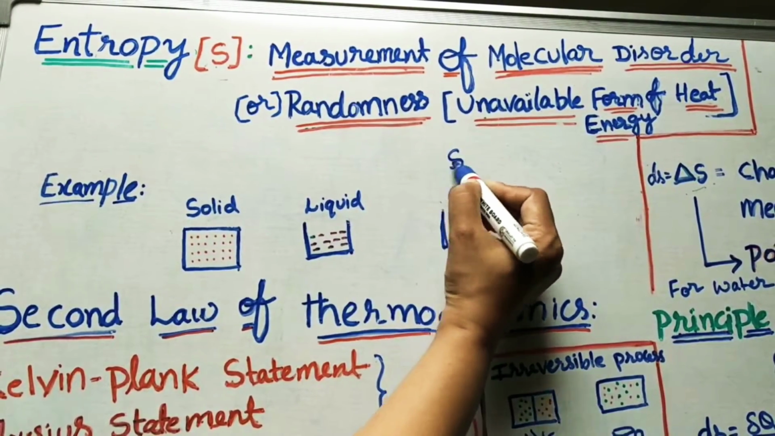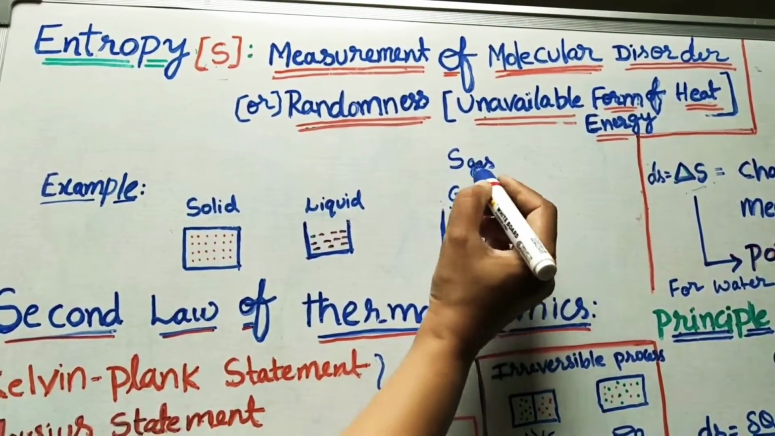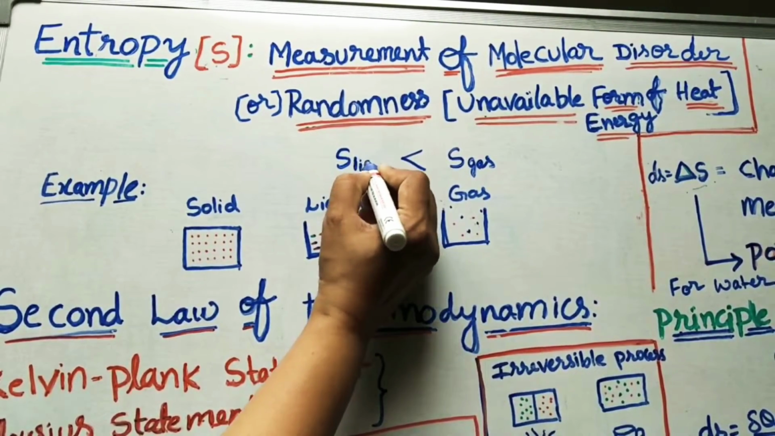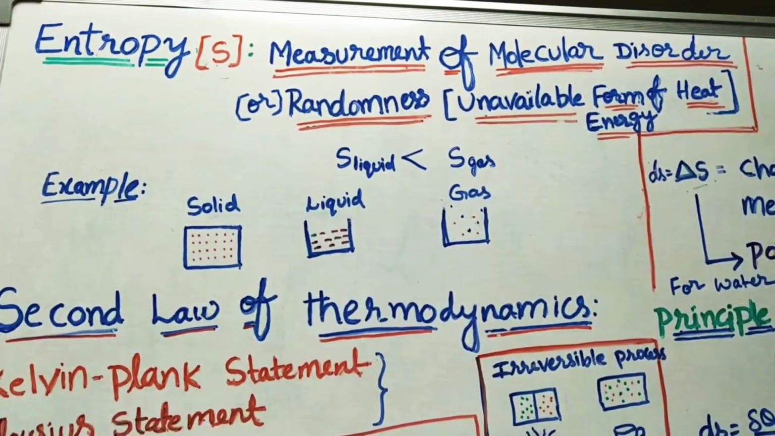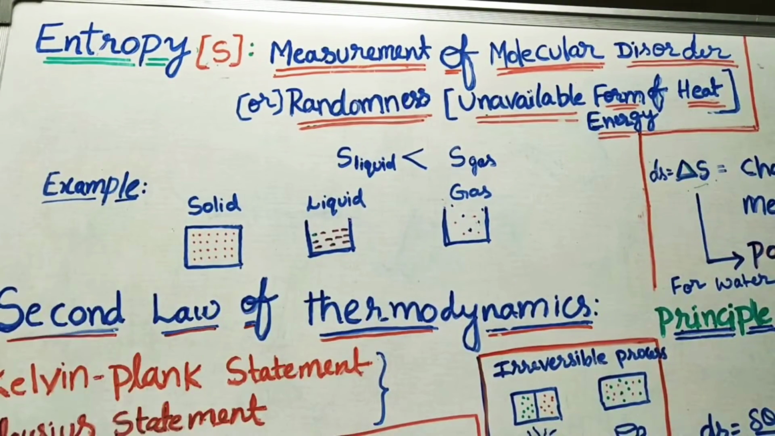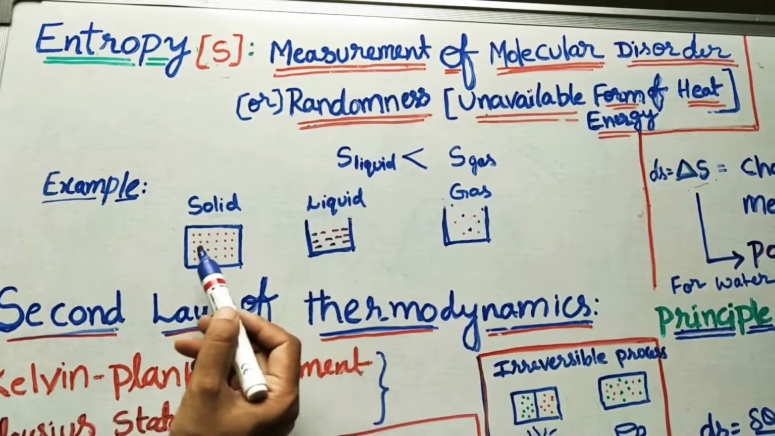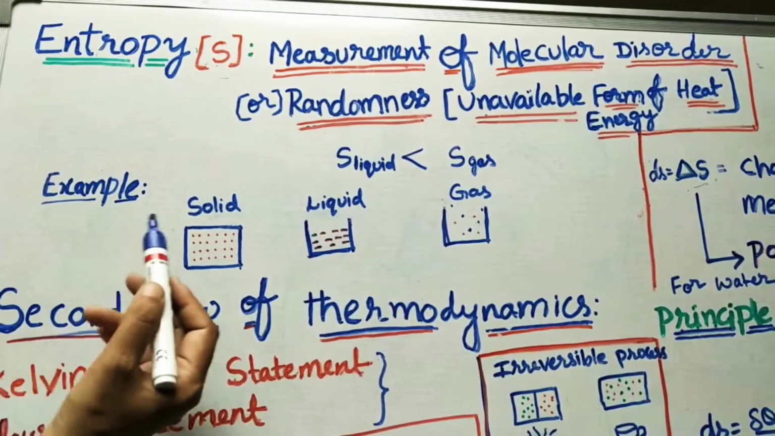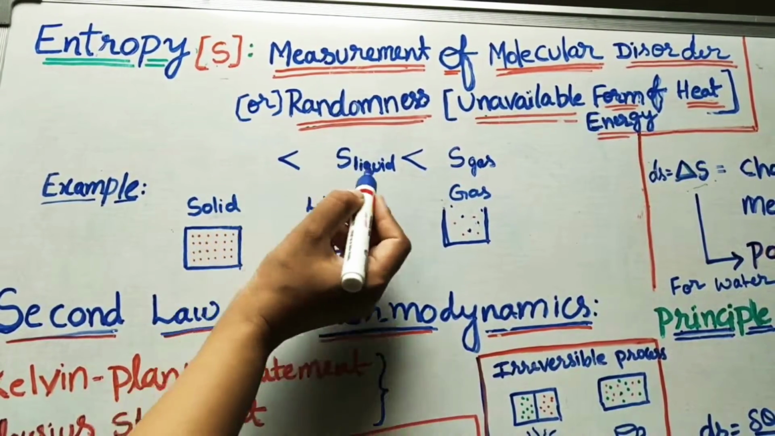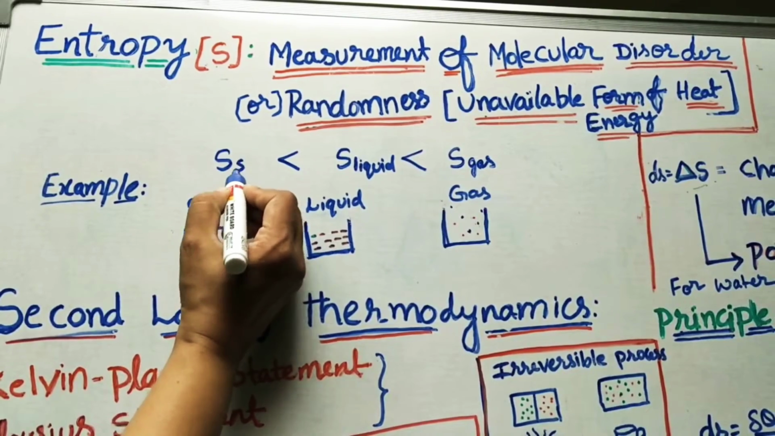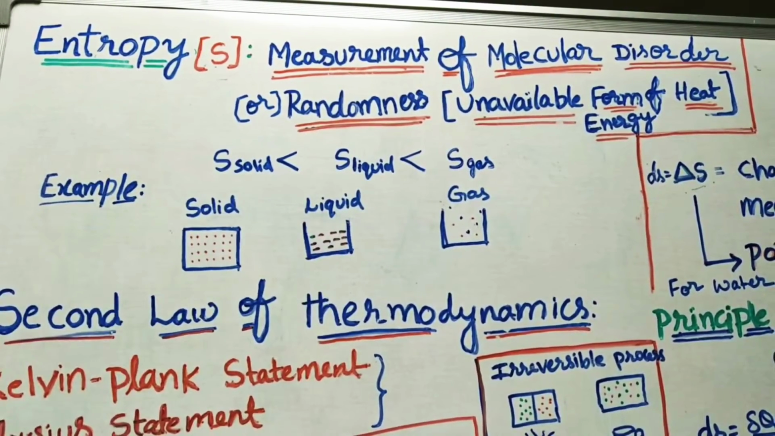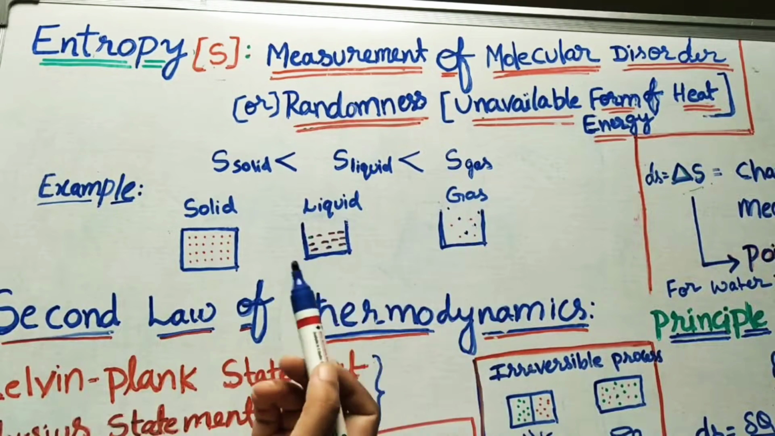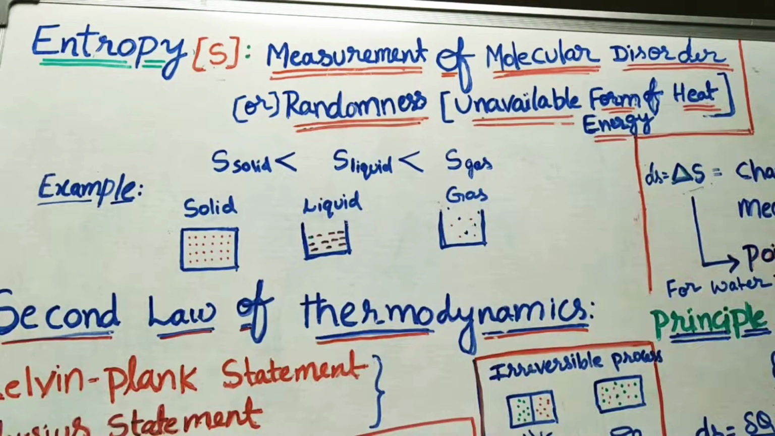I am writing S of gas. S means entropy, it is more compared to S of liquid. And if you are comparing solid and liquid, in liquid disorder is a little more compared to the solid. So wherever disorder is more, we can say entropy of the liquid is more compared to the entropy of solid. So in these three, in gas entropy is more because of disorder.